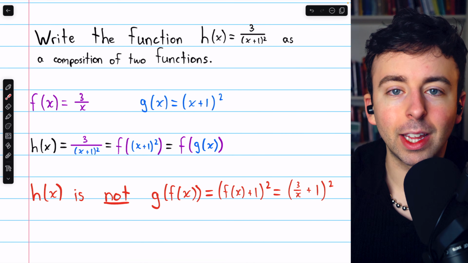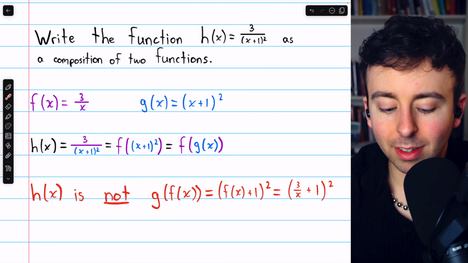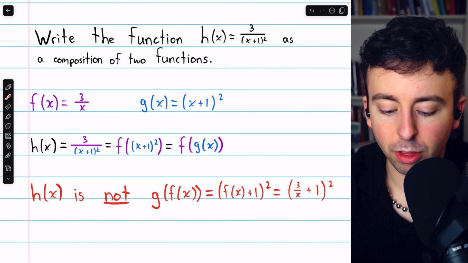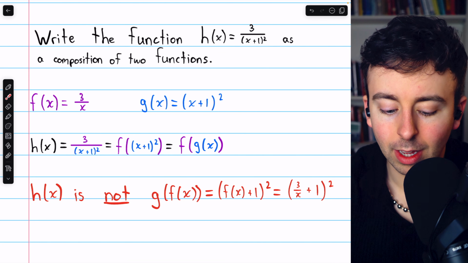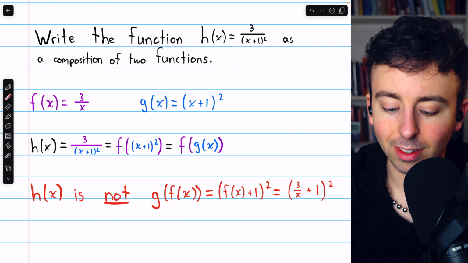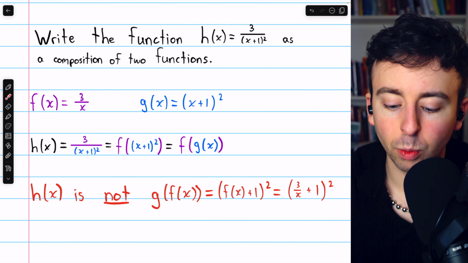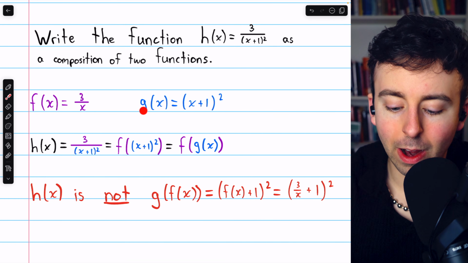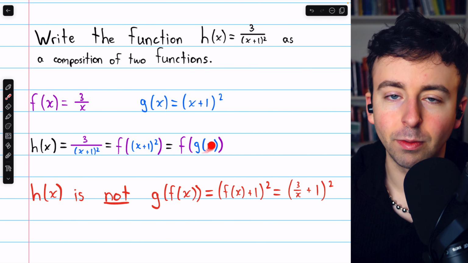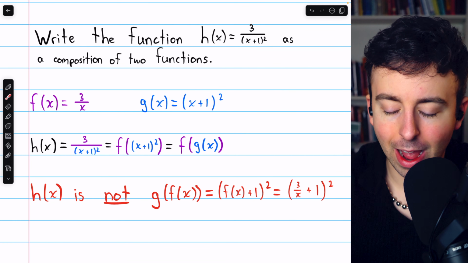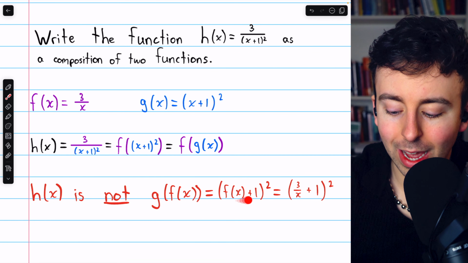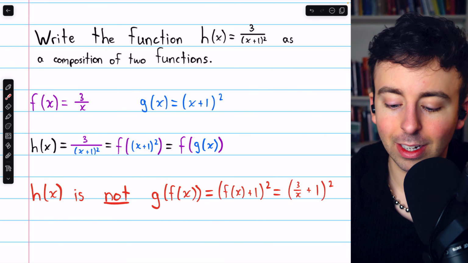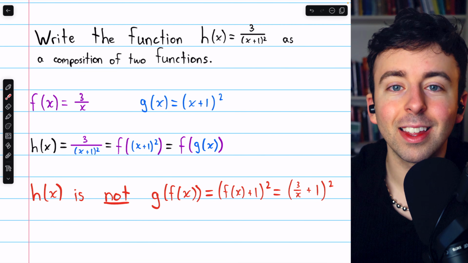We can quickly verify that this decomposition works because h of x is 3 over (x plus 1) squared, but 3 over a thing, that's what f does. f is 3 over the input. So 3 over (x plus 1) squared is f of (x plus 1) squared. But (x plus 1) squared is g of x. So clearly this is f of g of x. It's not the other way around. It's not g of f of x. If you evaluate g of f of x, you get this. And this is clearly not h. So f of g of x, that's the correct order.